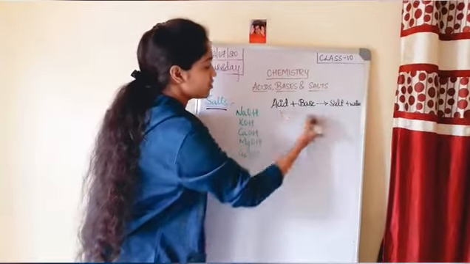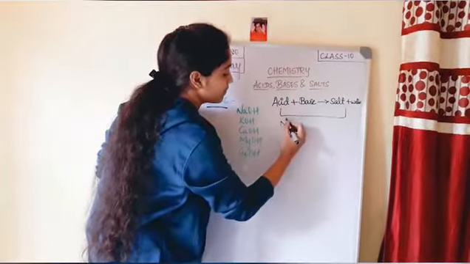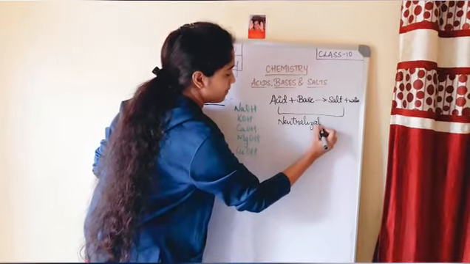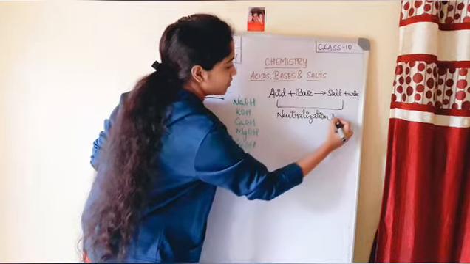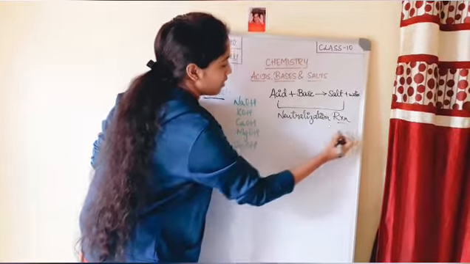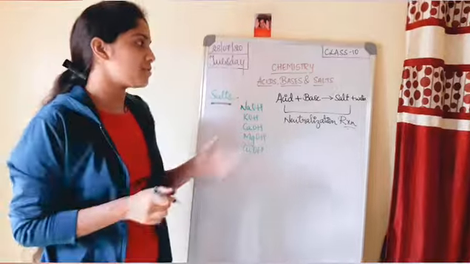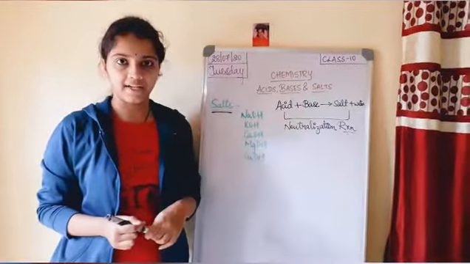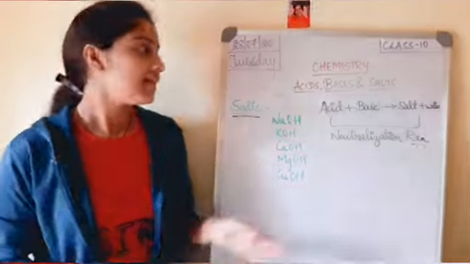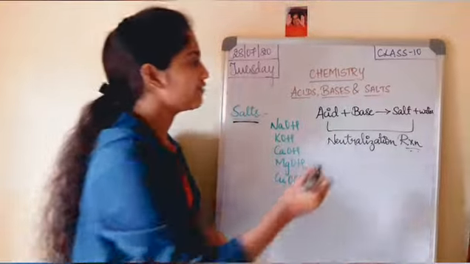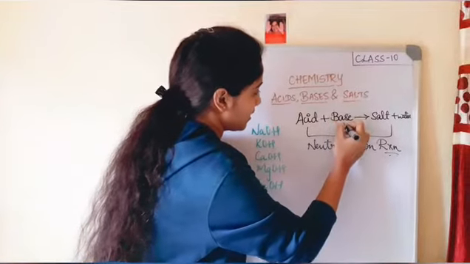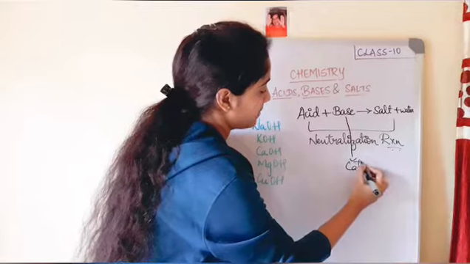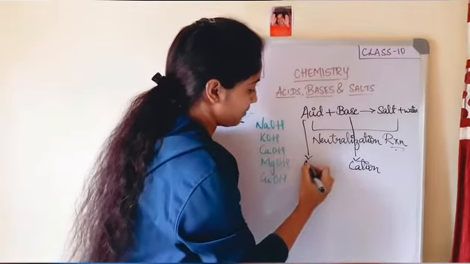Now this reaction is generally called neutralization reaction. So acid plus base gives salt plus water. Now this is how salts are obtained. The cation is derived from the base and the anion is derived from the acid.